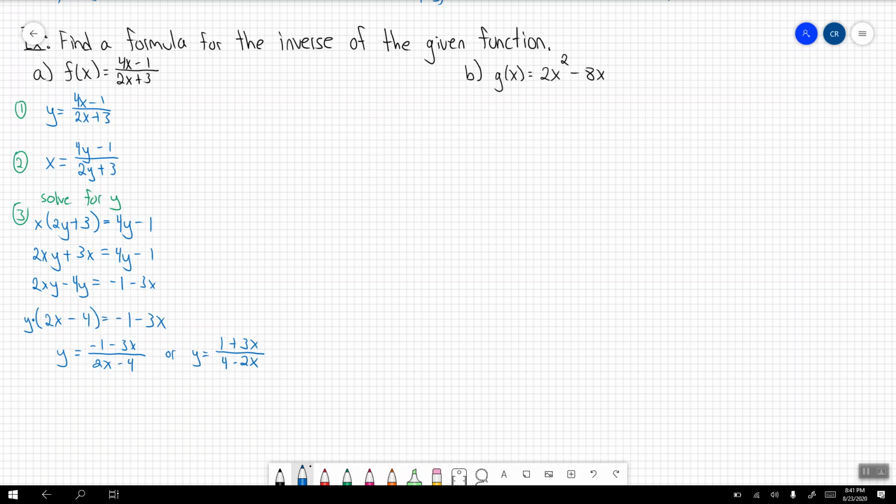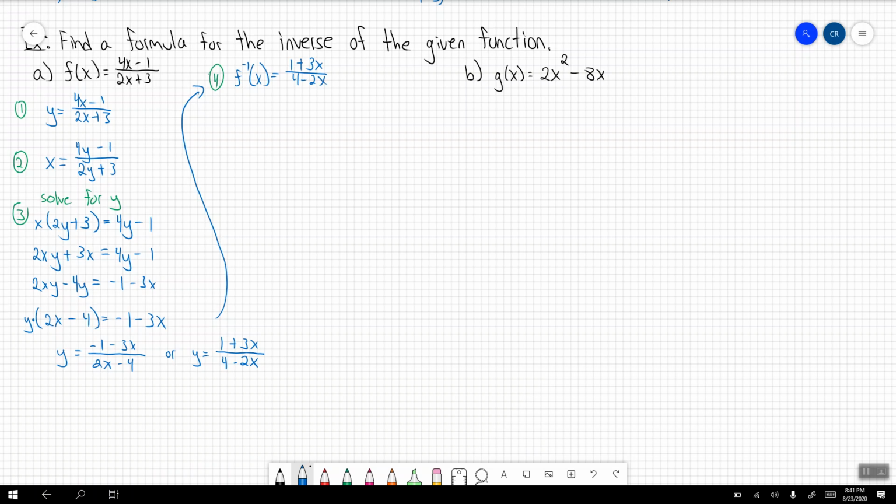So to find the inverse, the very last step is step number 4. Step number 4 is just to replace the y that we solved for with an inverse. So we replace it with an inverse, so this is now f inverse of x, which is equal to the equation that we just found, 1 plus 3x divided by 4 minus 2x. And there you have it.